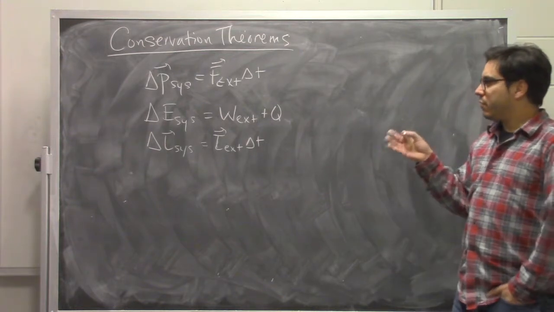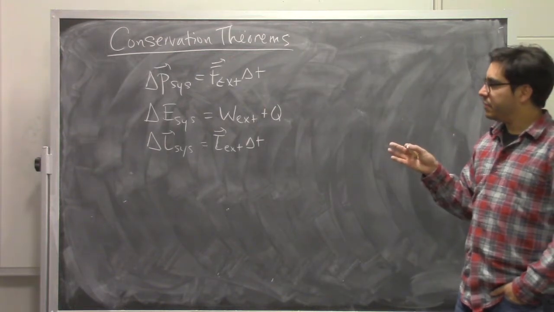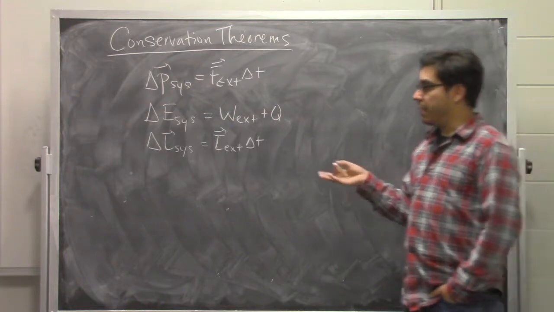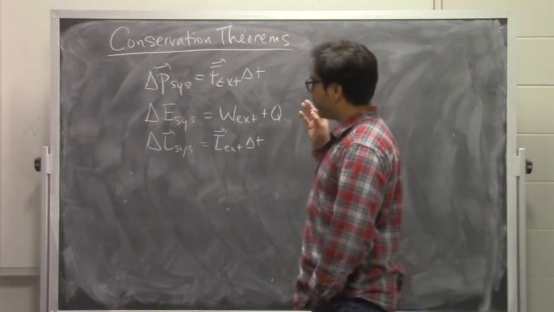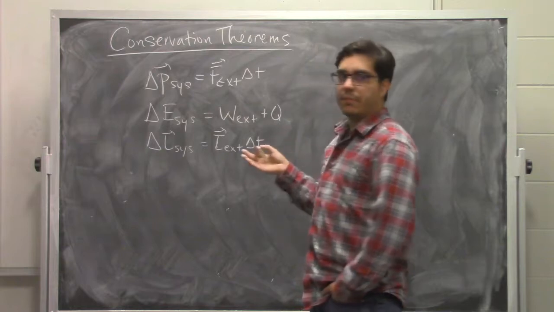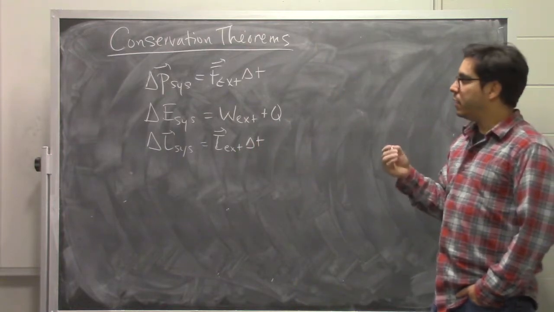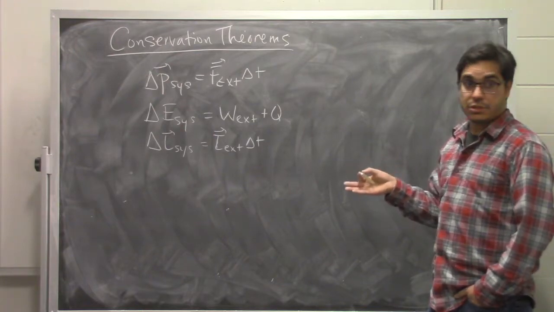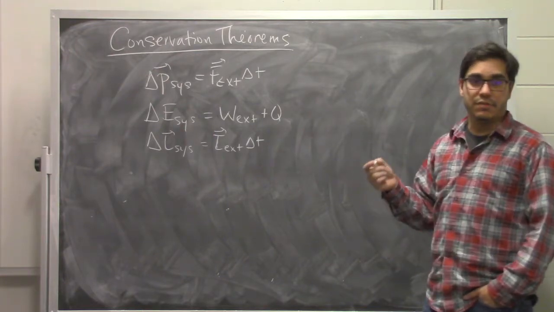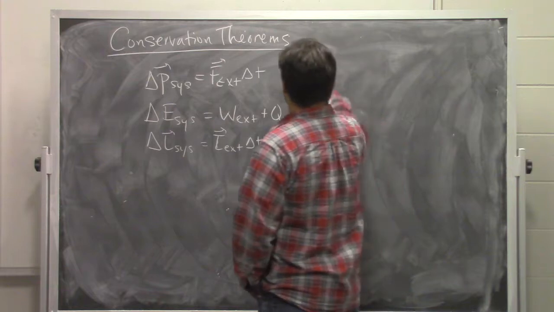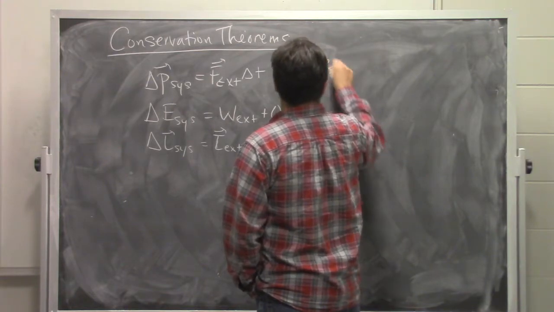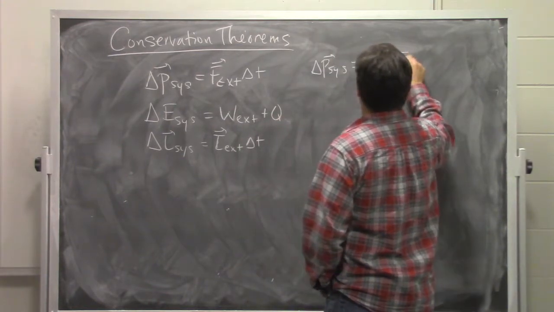Now, we refer to these as fundamental principles in mechanics. They help us predict a lot about what's going on with the system. But they're also often described as conservation theorems, and the reason for that is because they tell us when quantities of the system don't change. So when does the momentum of the system not change? Well, the momentum of the system is conserved when there's no external force.